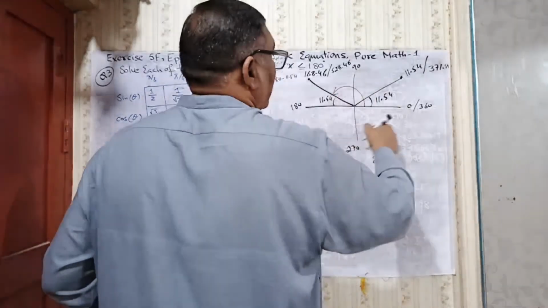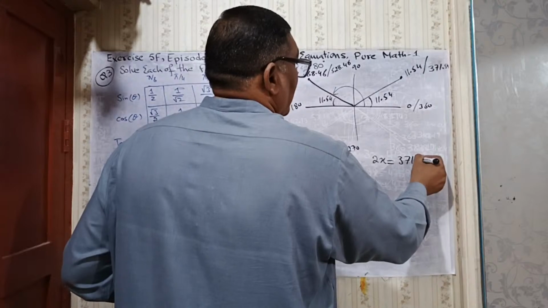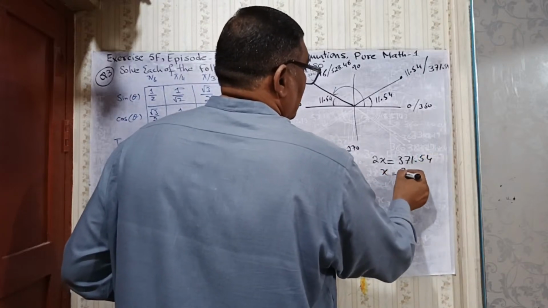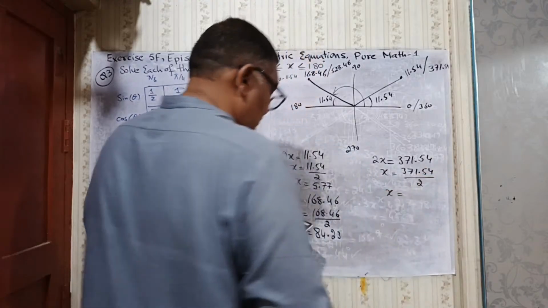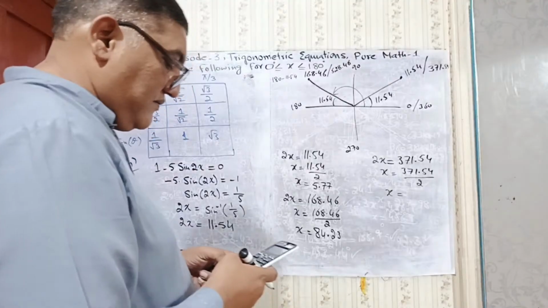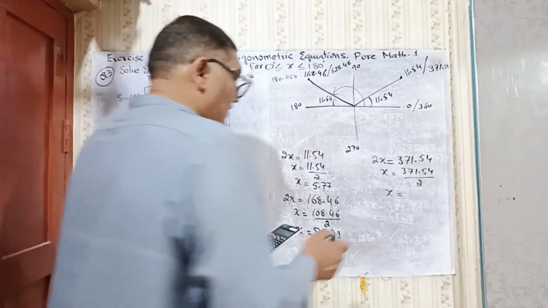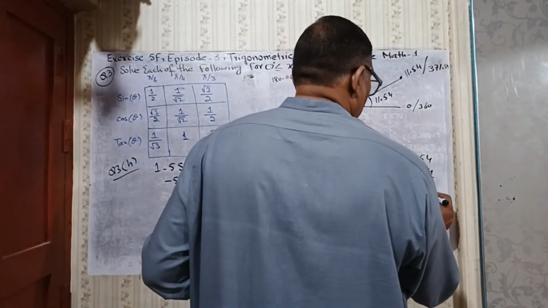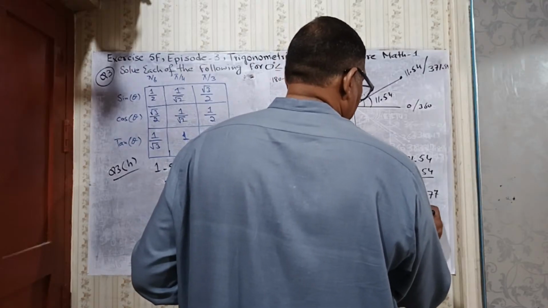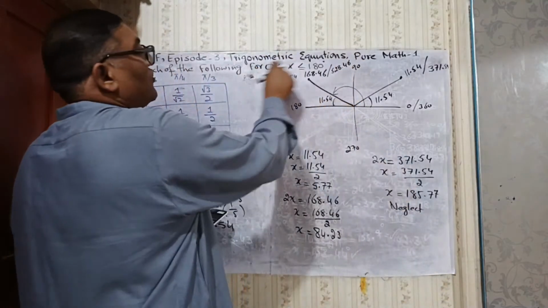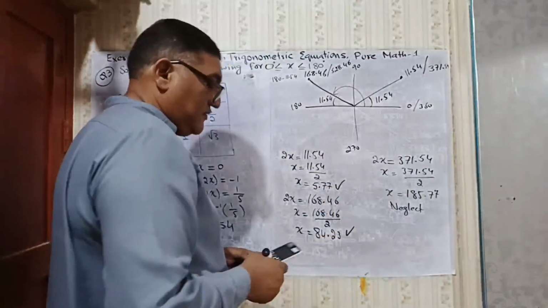And also we can try 2x equal to 371.54, where you complete one cycle and again come to this angle. So x will be equal to 371.54 divided by 2, and that is 185.77. You will neglect this. Why do we neglect this? Because this is out of this range. So this and this should be the answers only.